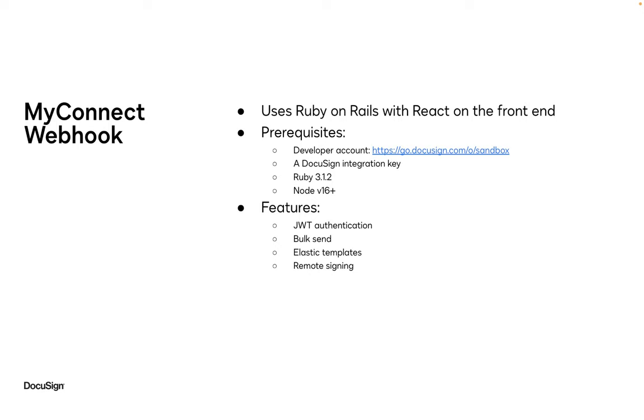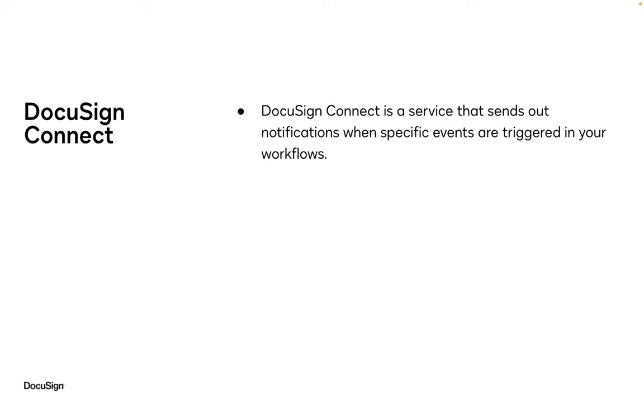However, the main focus of this app is the DocuSign Connect webhook service. For this app, we will use a Connect 2.0 configuration. DocuSign Connect is a service that sends out notifications when specific events are triggered in your DocuSign workflows. This service is especially useful when your application needs to quickly react to DocuSign events.